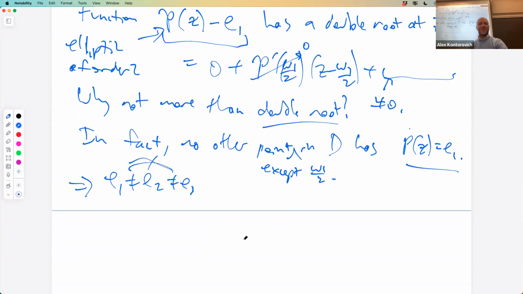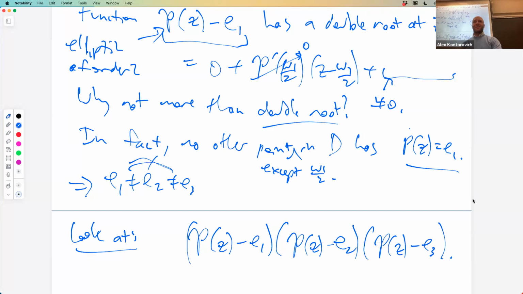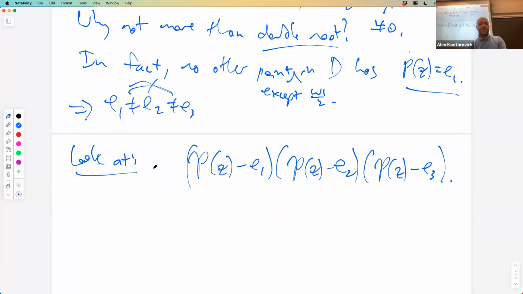Okay? So let's look at the function P minus e1 times P minus e2 times P minus e3. What is this function? Let's call this capital F. I claim F is elliptic. Why? If I translate by a lattice point, P doesn't change, and that's the only thing that's there.